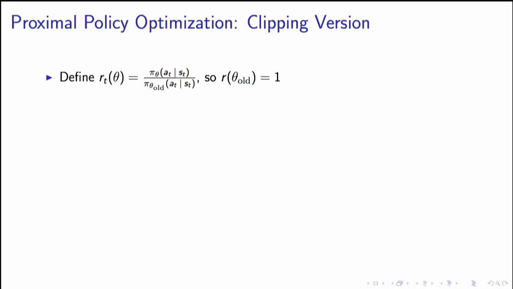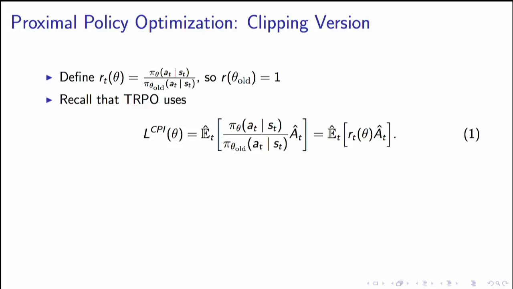So let's define R sub t as the probability ratio at time t, meaning action probability under the new policy divided by action probability under the old policy. At the starting point, before you've updated your policy, the ratios are all equal to 1. And recall that the TRPO objective is just the expectation of this ratio times the advantage function.